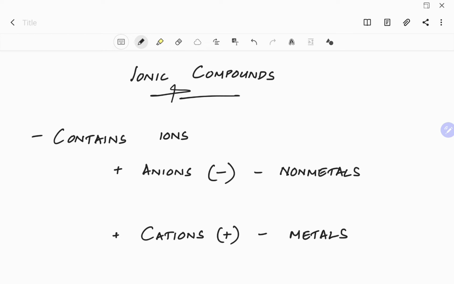Usually when nonmetals gain electrons, you form anions. When metals lose electrons, you form cations. So that is what you're going to need to remember. Anions are formed by nonmetals gaining electrons, and cations are formed by metals losing electrons. So let's talk about this concept in more detail.